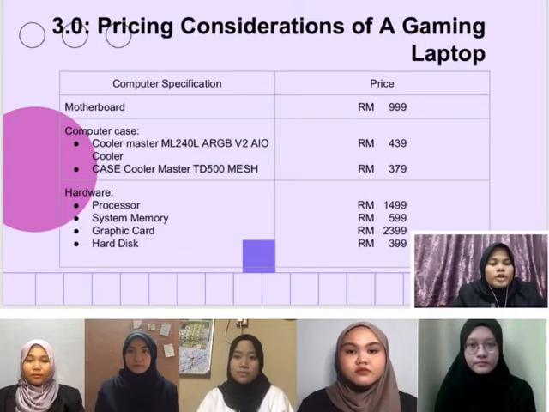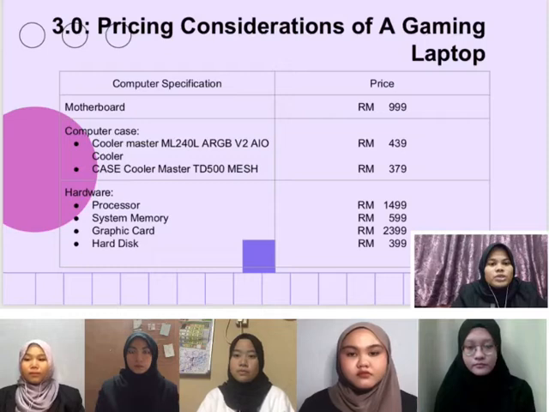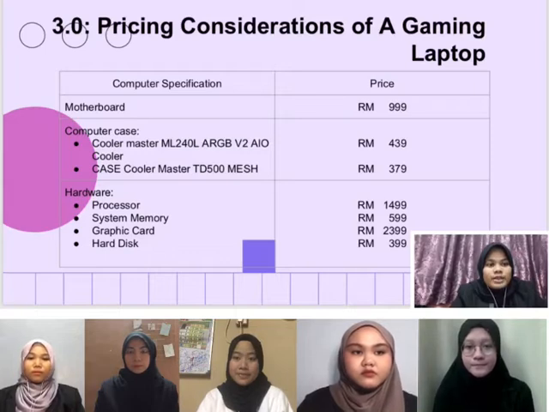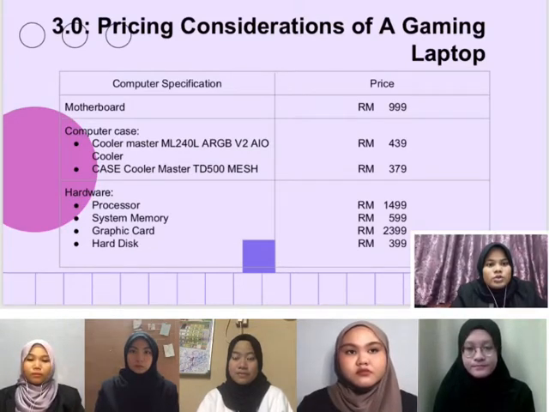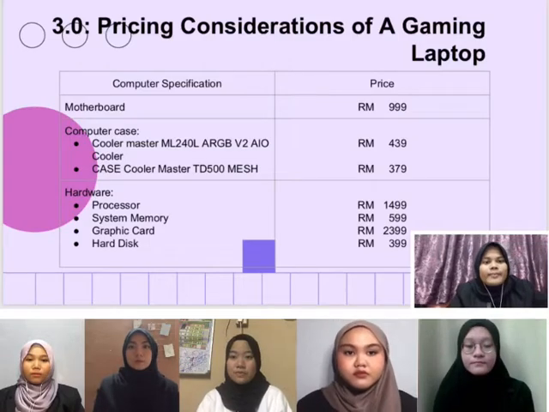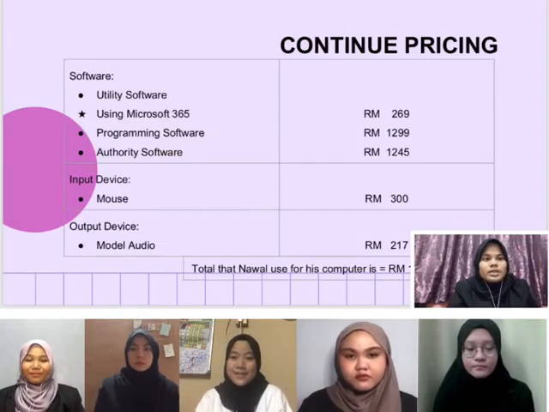He also used hardware for his computer, which is the processor, and the price for the processor is 1499 ringgit. Next, he also used system memory, and the price is 599 ringgit. Other than that, he also used a graphic card, and the price for the graphic card is 2399 ringgit. Last but not least, he also used a hard disk, and the price is 399 ringgit. Other than hardware, he also used software for his computer, and he used utility software, Microsoft 365, and the price is 269 ringgit per year.